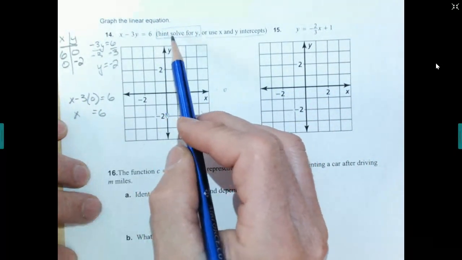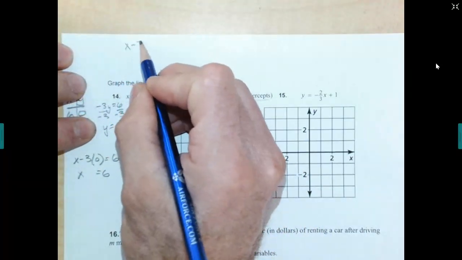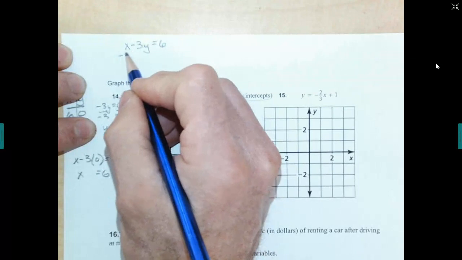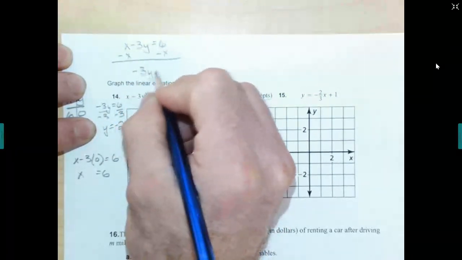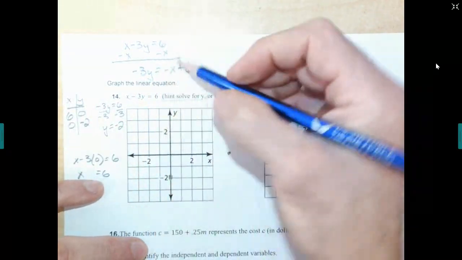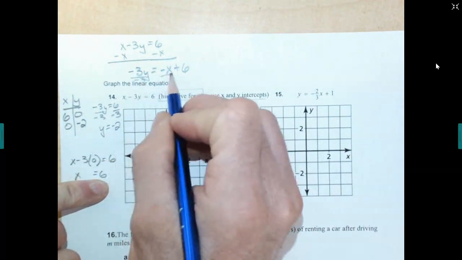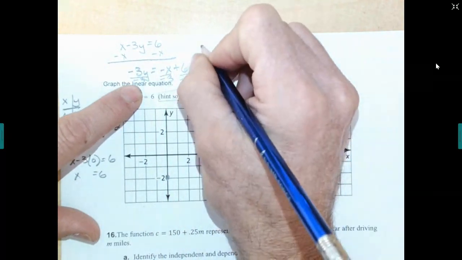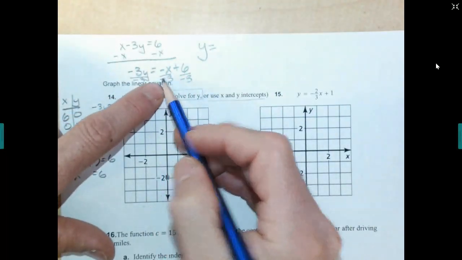Another hint is to solve for y. So if I take this, x minus 3y equals 6. Subtract x from both sides, I get negative 3y equals negative x plus 6. Because I can't add those together, so I have to keep them separate. Now I divide by negative 3, negative 3, negative 3. So I get y equals negative divided by negative is a positive.